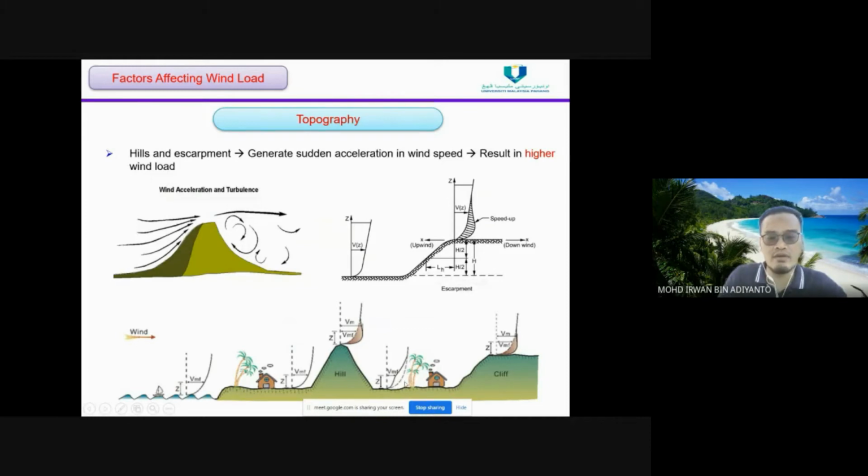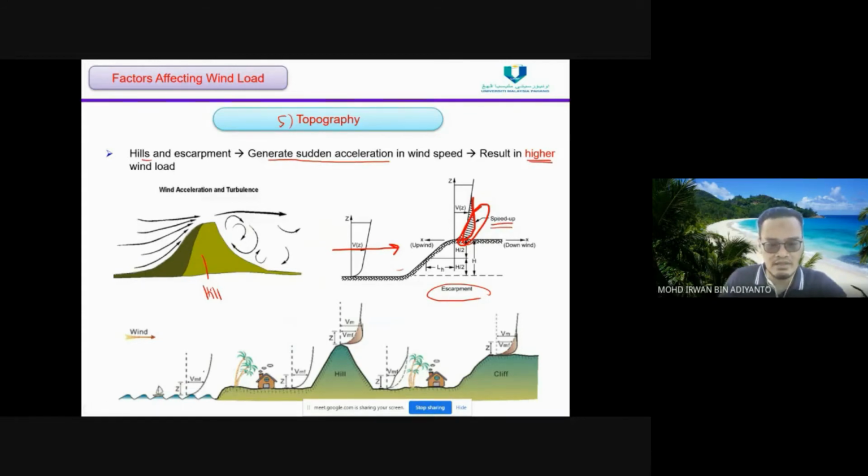And topography also affects the wind speed, where hills and escarpments will generate sudden acceleration in wind speed, which results in higher wind load. You can see here that this is the hill area, and this is the escarpment. When the wind blows from here, due to the escarpment, it will create an increment to the wind speed. We call it the speed up effect.